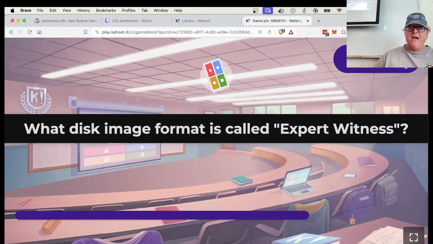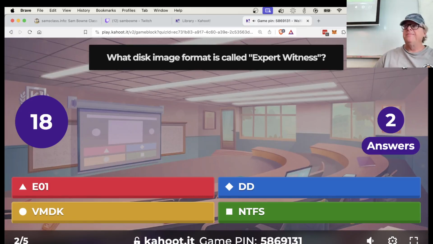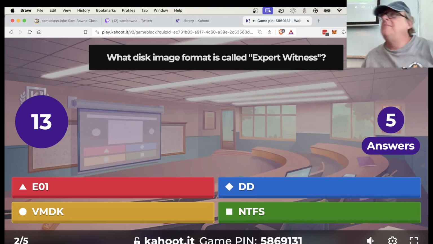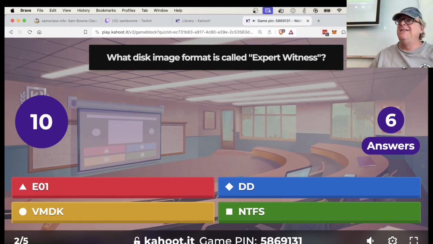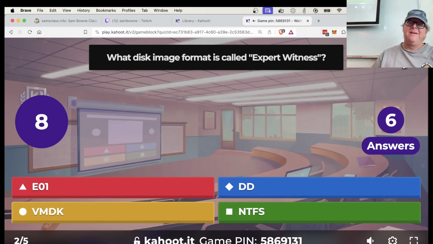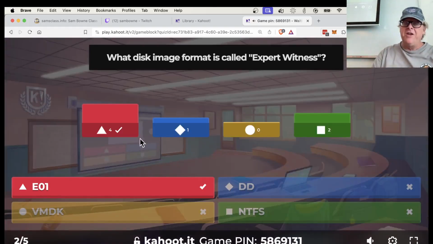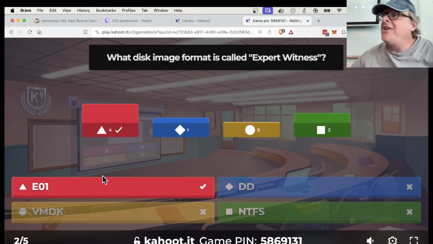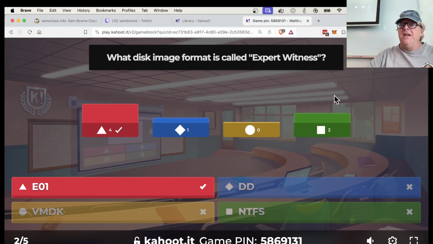All right, which format is called expert witness? Most people think of it as the EnCase format, but it actually inherited it from a long-defunct tool called Expert Witness. Anyway, that's the most common format because it's compressed and broken up into 2 gigabyte chunks. So you can copy it on FAT drives at no problem. It's easiest to handle your data when it's in an Expert Witness format.